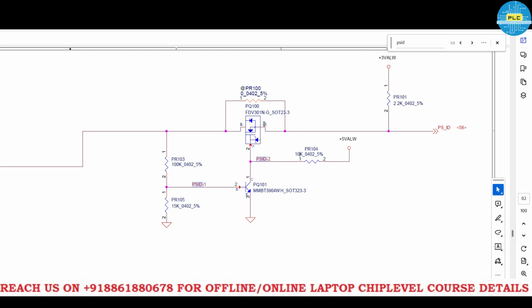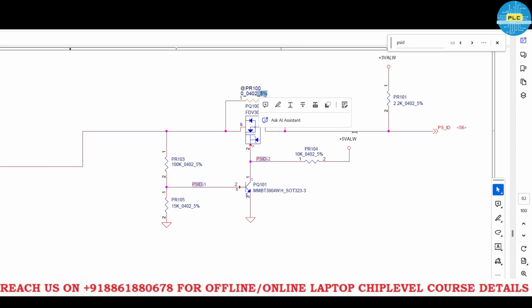So the MOSFET should be there. If not, please transfer one. Remove it from a scrap motherboard and you can use it. In all schematics, all board MOSFETs are almost the same. FDV, 301 only is used. Okay, that's my suggestion. Beyond that, your wish. If you want to short it, you can put a 0 ohms resistor instead of this. You can remove this and put a 0 ohms resistor directly.